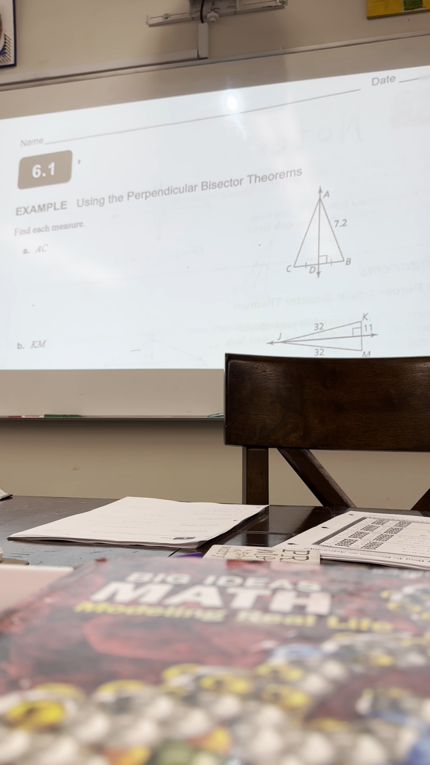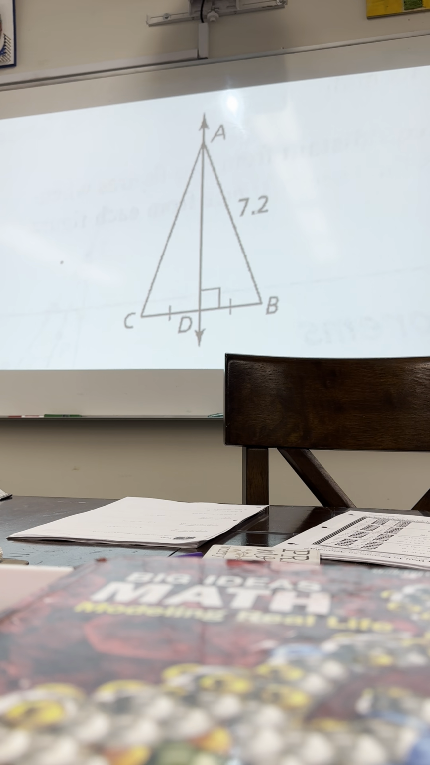Using the perpendicular bisector theorem, I want to find AC in this drawing. It's 7.2. Now I want you to tell me, am I using the perpendicular bisector theorem, or am I using the converse? Perpendicular bisector theorem.